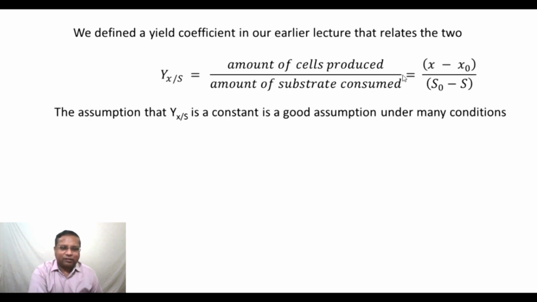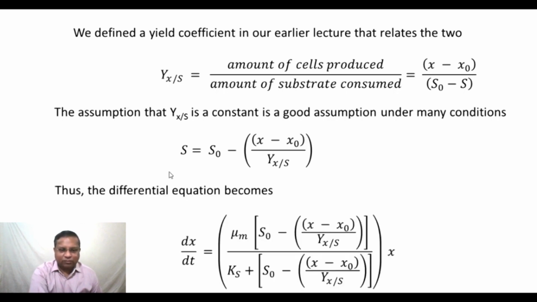And the assumption that Yx/s is a constant is a good assumption under many different conditions. And if that is the case, we can use the yield coefficient to write s in terms of x. S naught is a constant. S naught is the total substrate concentration that is usually known. Similarly, x naught is the initial cell concentration, assuming there is not much of a change in the lag phase. That is also known. So we are actually interested in relating the variables s and x. So s equals s naught minus (x minus x naught) by Yx/s, directly from the definition here.